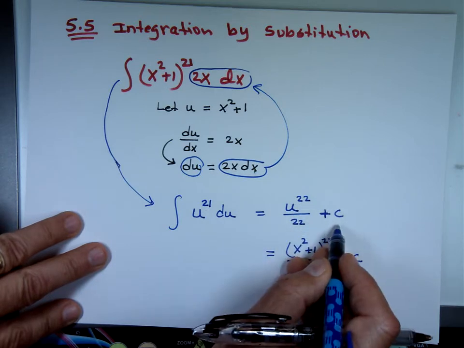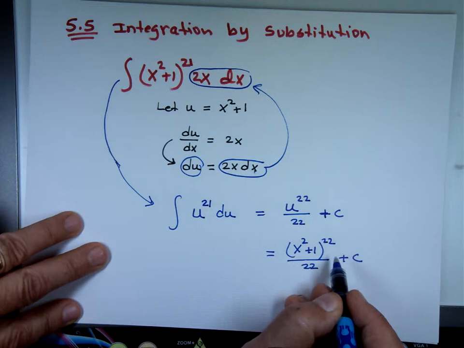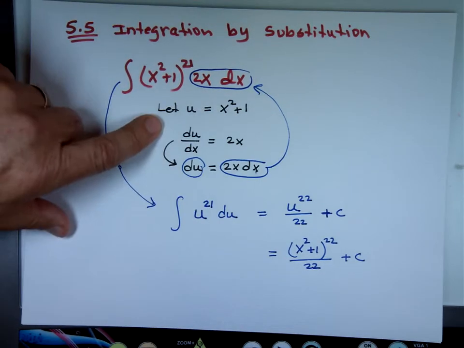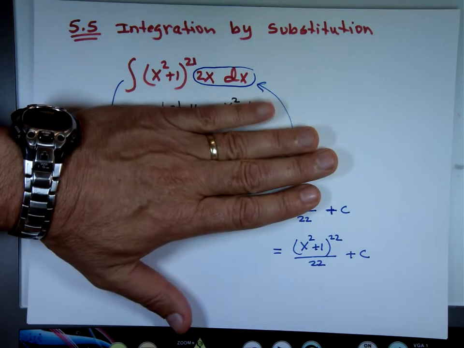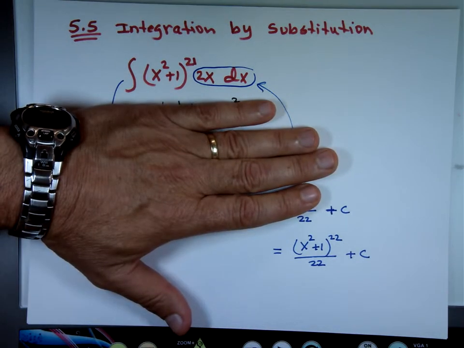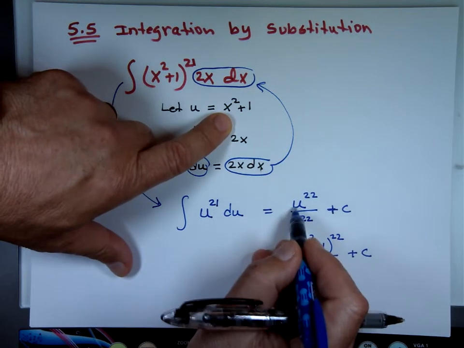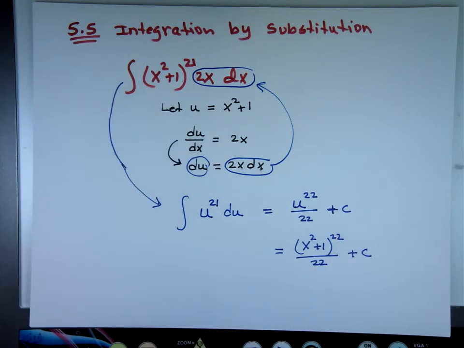Does the du just go out? Well, you can't leave it in du because when we started the problem, we made that up. You and I made the u there. The initial problem has x in it. So I have to give them the answer back in x. Since u equals x squared plus 1, let me take the u out and put x squared plus 1 in place of it.